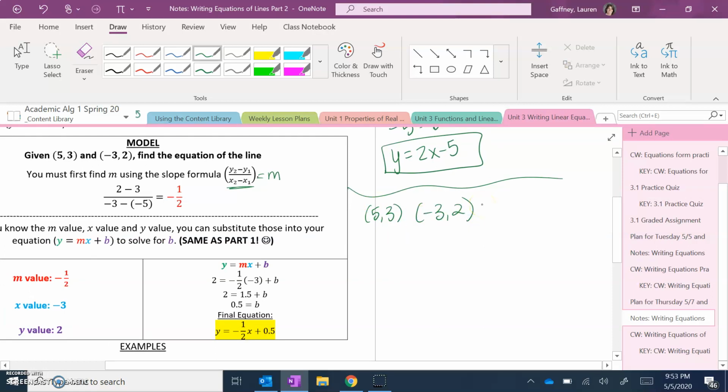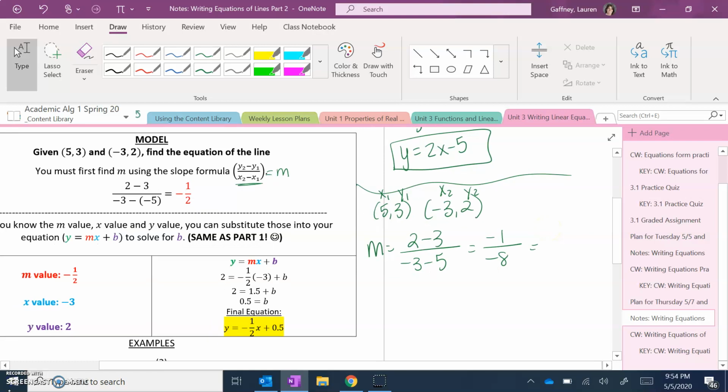So the key things that we need are m and b. So first, let's start by finding that m. So if this is my x1, my y1, x2, y2, I'm going to do 2. Now, be careful and watch your signs. A lot of people are having issues with their signs here. So 2 minus 3, and then -3 minus 5. 2 minus 3 is -1. -3 minus 5 is -8. Right? Those negatives cancel, and we would just, did I copy it wrong? So I think this is supposed to have a -5 here.